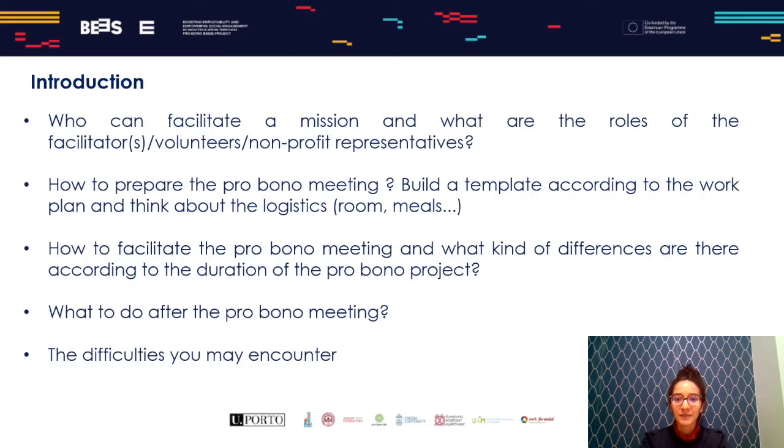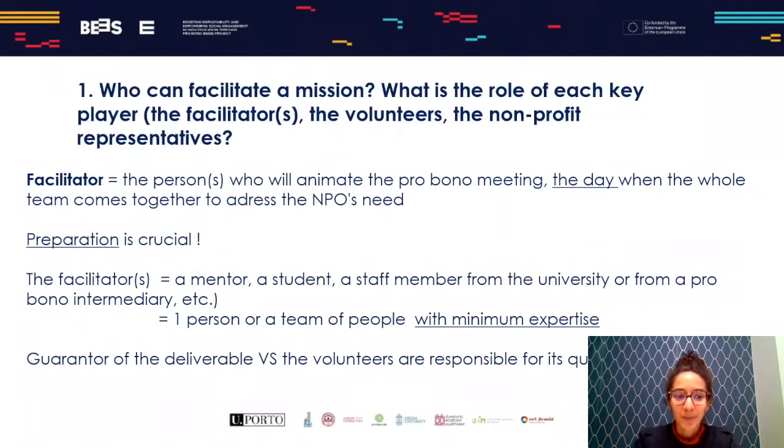Who can facilitate a mission, and what are the roles of the key players, meaning the facilitator, the volunteers, and the nonprofit representatives? How to prepare the pro bono meeting, how to facilitate it, and what kind of differences are there according to the duration of the pro bono project? What to do after the pro bono meeting has taken place, and what are some of the difficulties you may encounter? So, first question. Who can facilitate a mission?